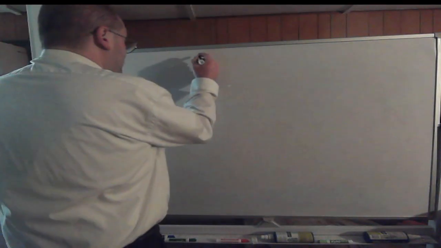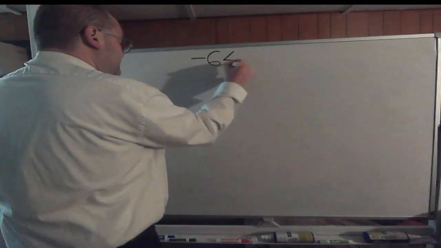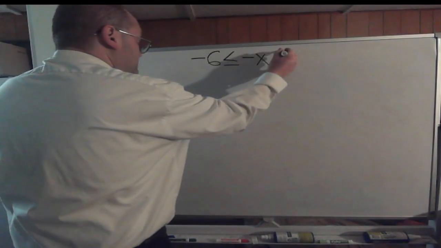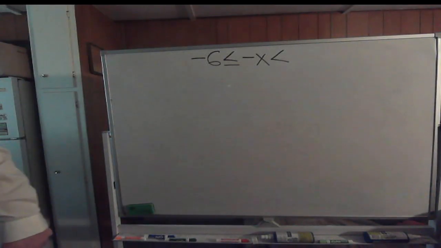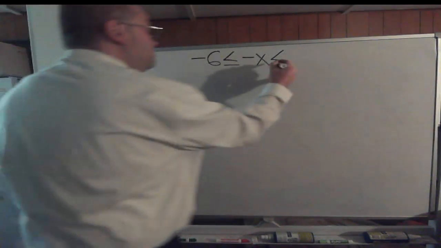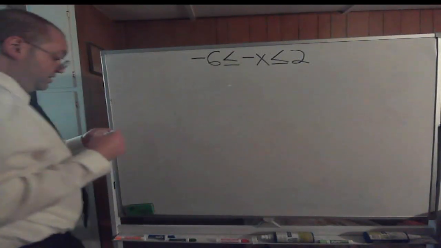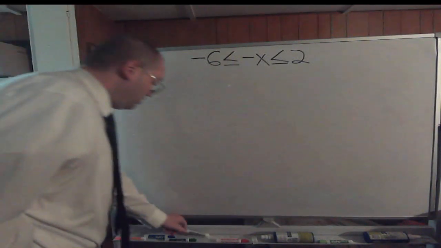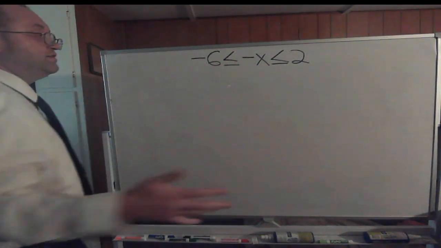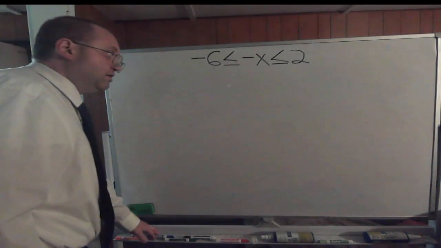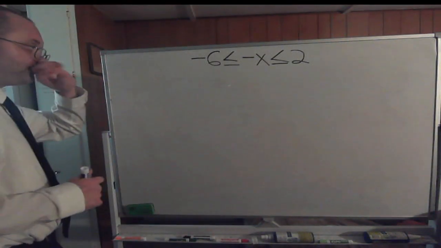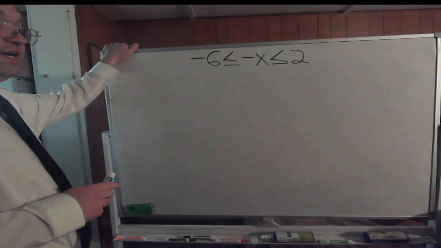Alright, I think we only got a few more here. Good one. -6 is less than or equal to -x, which is less than or equal to 2. Well, this is interesting now. We have a -x in the middle of our inequality here, of a combined inequality. We want to just solve for x.